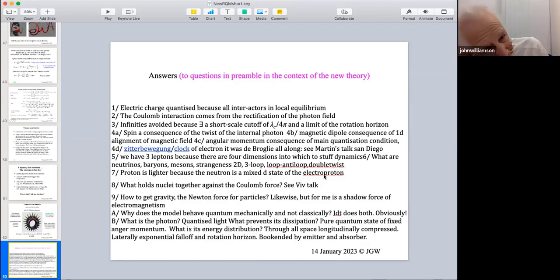So why does it behave quantum mechanically, not classically? Not a good question. It does both, obviously. It's quantum mechanical in the zitterbewegung part of it. It's classical as the motion of the whole thing.